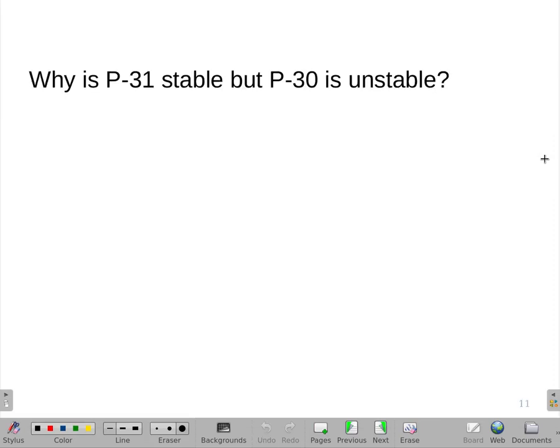Alright, so how about this? Why do you think phosphorus 31 might be stable and yet 30 is not? Well, we did say even numbers are good, so that would make you think at first that maybe phosphorus 30 is better. But when we actually look at the atomic number of phosphorus, we see that both of these have 15 protons. Therefore, this one actually has 16 neutrons, while this one has 15 neutrons. And odd is definitely not likely to be stable.